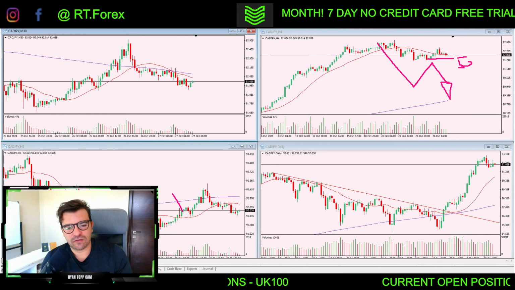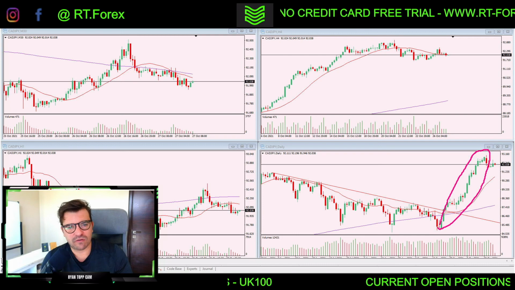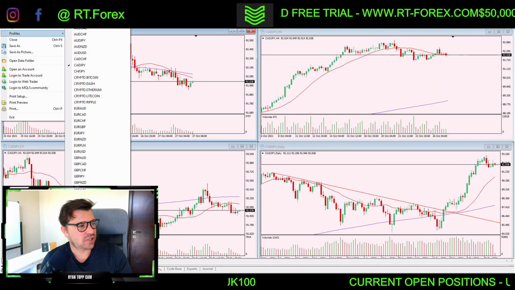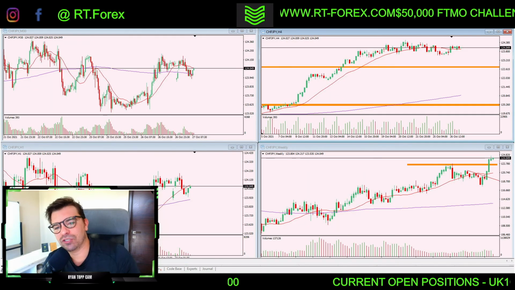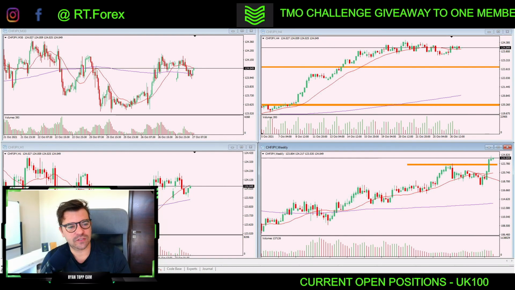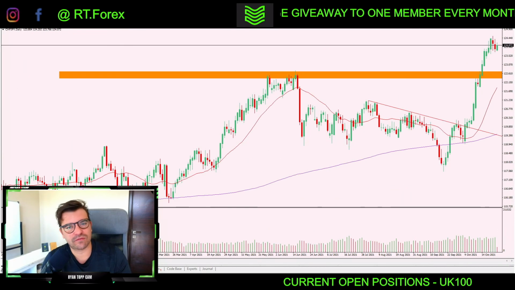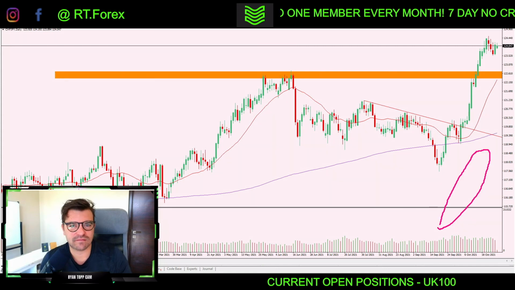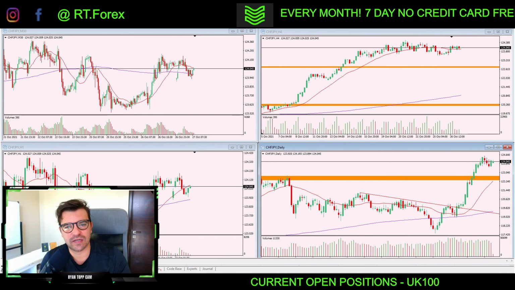CAD Yen, again, all these Yen pairs are quite similar. The move's already happened. I want to wait for a proper digestion before I look at continuation in selling those Yen pairs. Swiss Yen, I was a part of this trade. It was a very nice trade. Not in it now, but again, same thing. Looking for a bit more digestion.